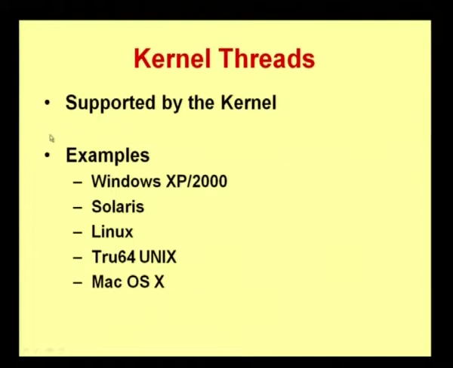This is about user threads, which are used by the user. Next, about kernel threads. A kernel thread is one used by the kernel, the nucleus of the operating system. So here it is supported by the kernel. For example, the Windows 2000 operating system, the Unix operating system, the Solaris operating system, the Linux operating system, Mac OS, everything.